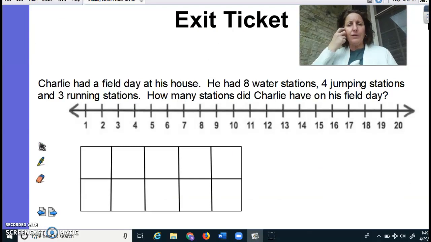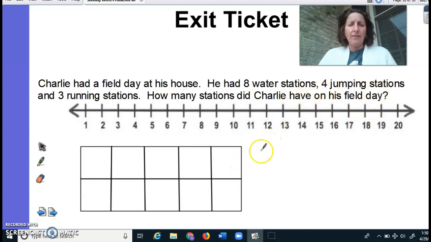This is the one for you to do. So on a piece of paper, you don't have to draw all this. You don't even have to write out the word problem, but we do want you to write your number sentence. Remember, a number sentence is made of numbers. It says, Charlie had a field day at his house. He had 8 water stations, 4 jumping stations, and 3 running stations. How many stations did Charlie have on his field day?